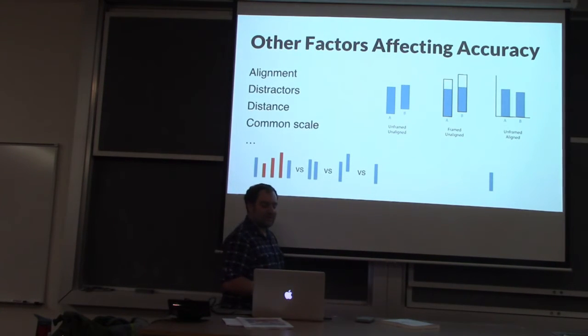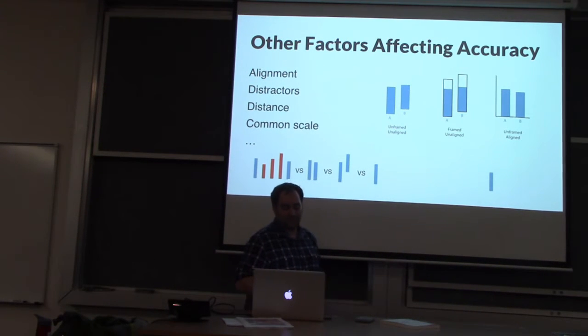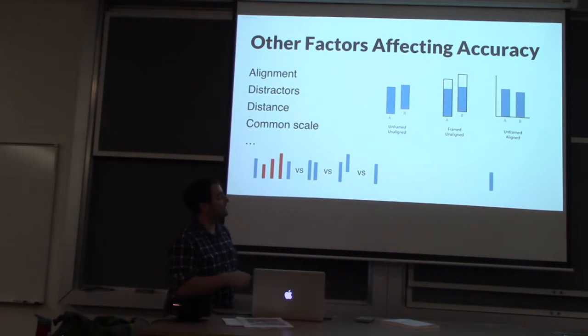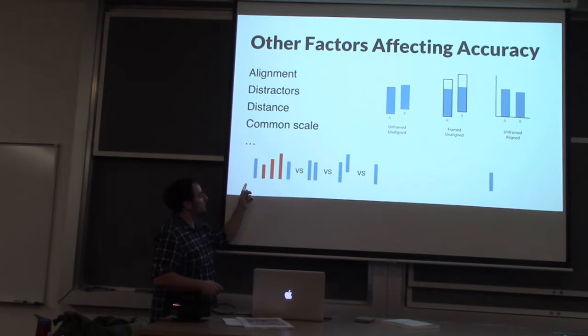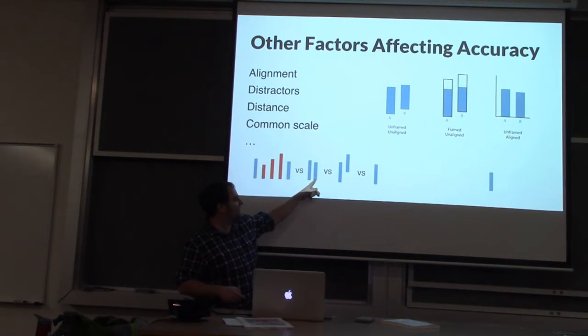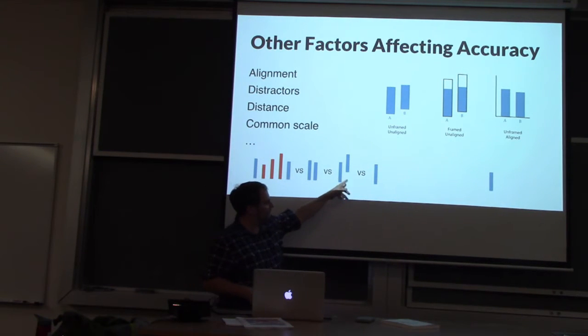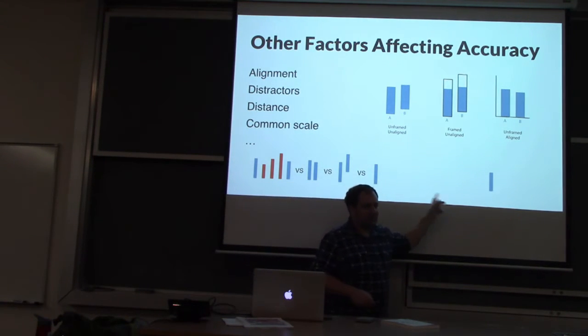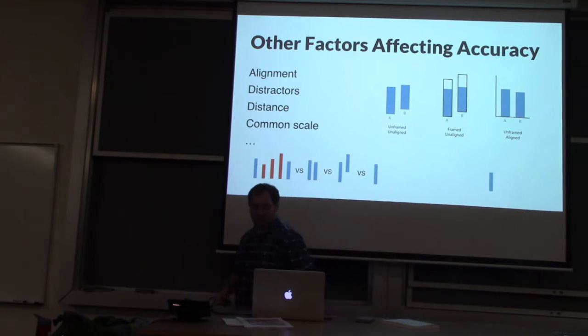And then we talked about other factors affecting accuracy, and I already mentioned this a bit, but alignment is of course important, then context, giving people framing is important, and then the number of distractors. For example, it's easier for me to compare those two bar charts to each other than those two, or something where I have these long distances.